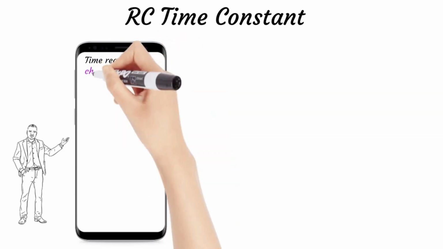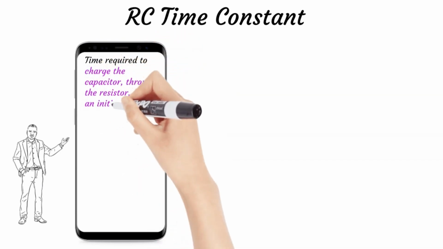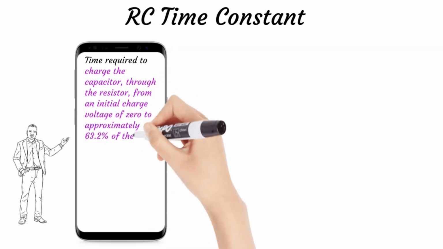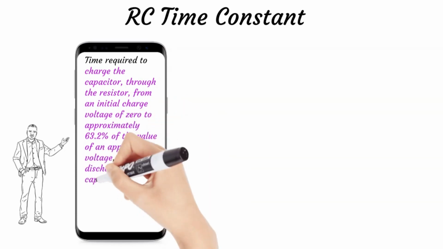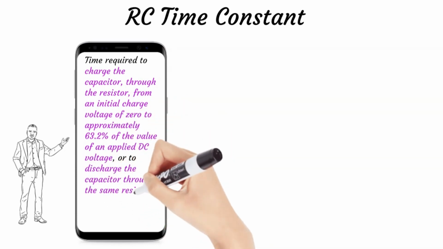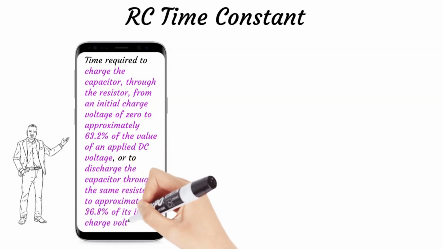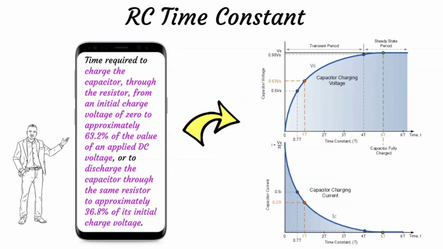RC time constant is defined as the time required to charge the capacitor through the resistor from an initial charge voltage of 0 to approximately 63.2% of the value of an applied DC voltage, or to discharge the capacitor through the same resistor to approximately 36.8% of its initial charge voltage. The graphs are showing the RC charging circuit curves.